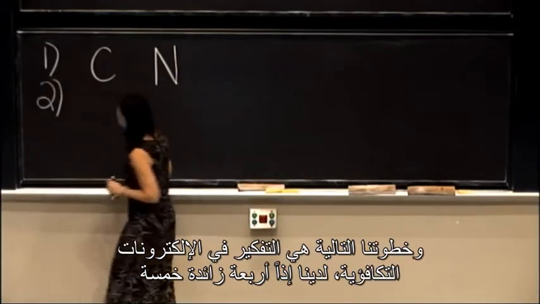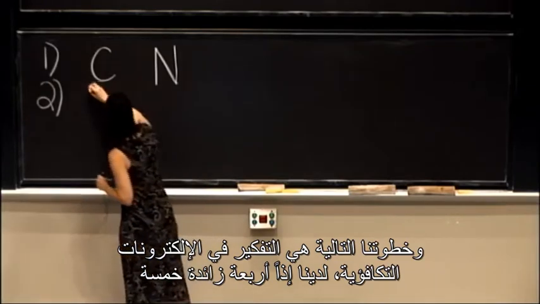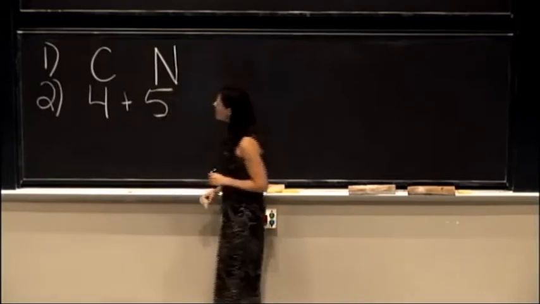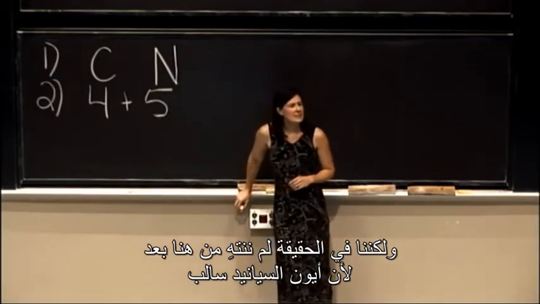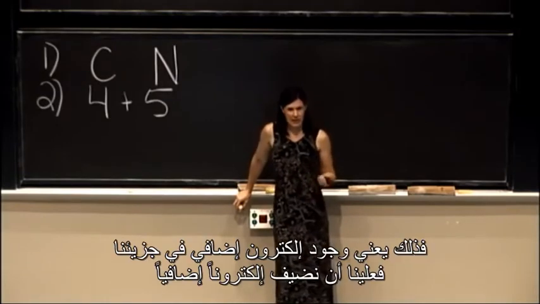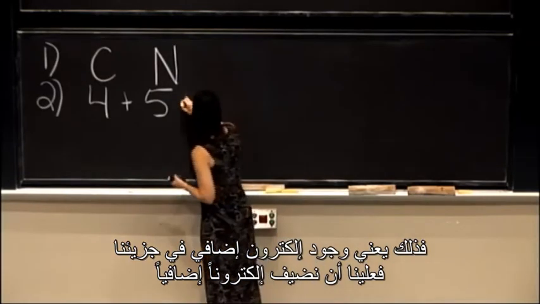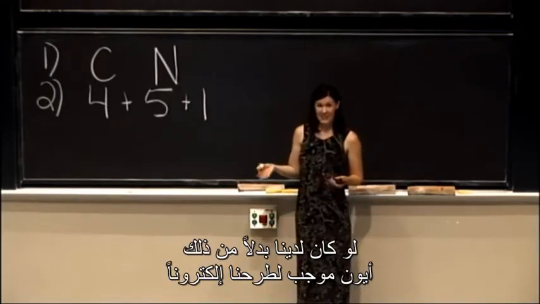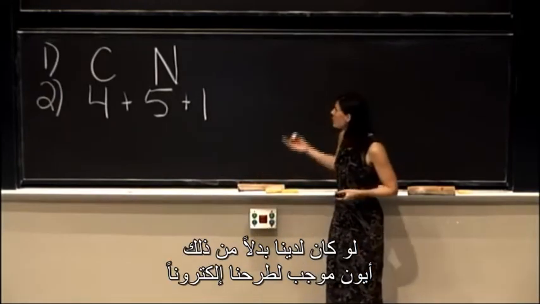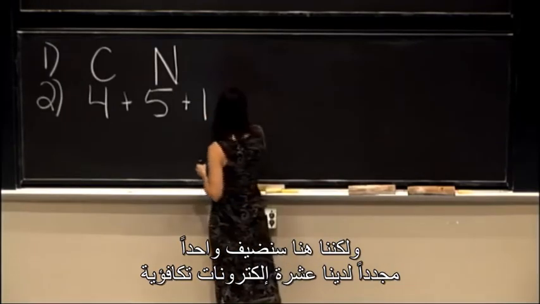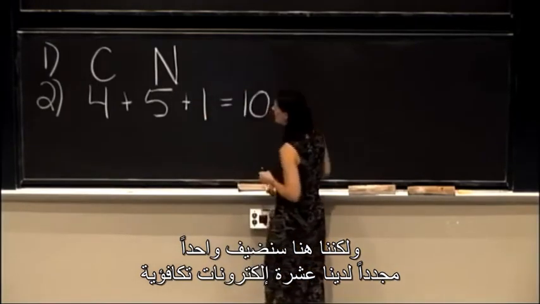Our next step is thinking about valence electrons. So we have 4 plus 5. But we're actually not done yet because it's CN minus. If we have minus, we actually have an extra electron in our molecule, so we need to add one more. If instead we had a positive ion, a cation, what we would have to do is subtract 1. But here we're going to add 1. So again, we have 10 valence electrons.